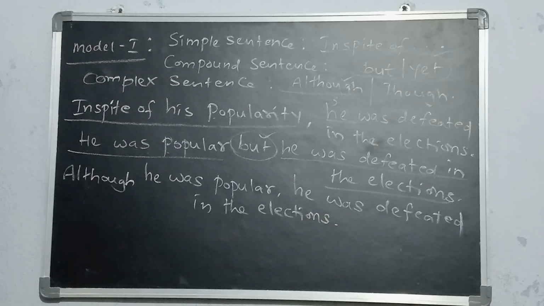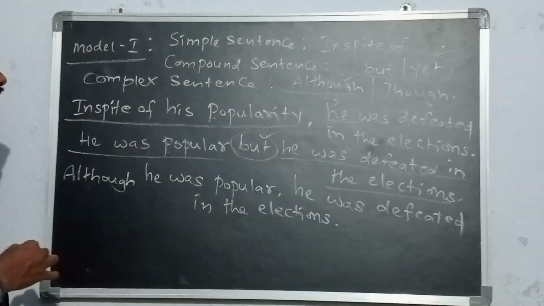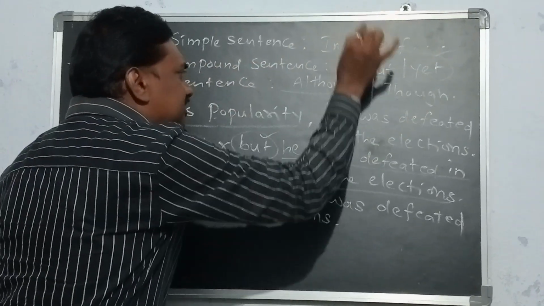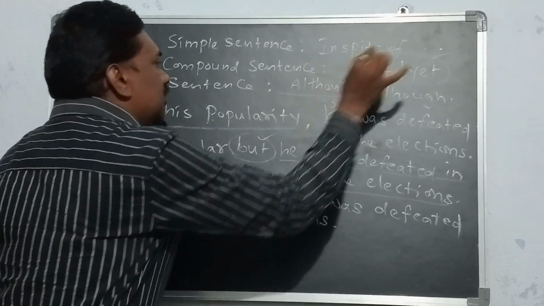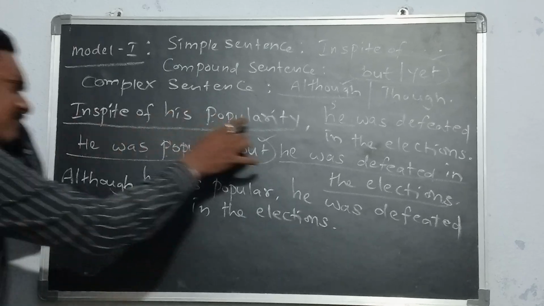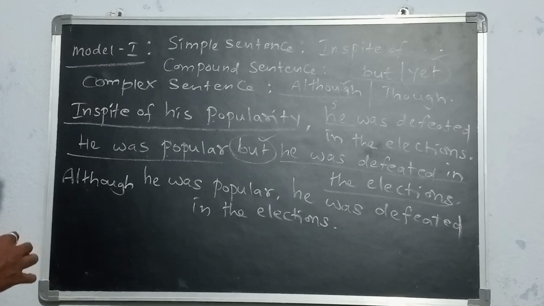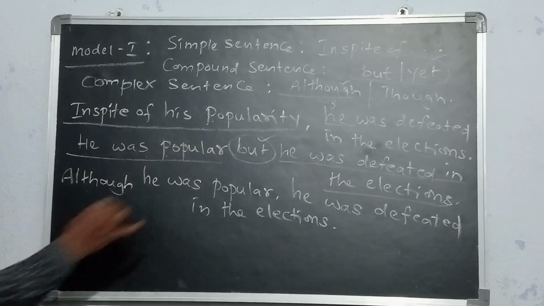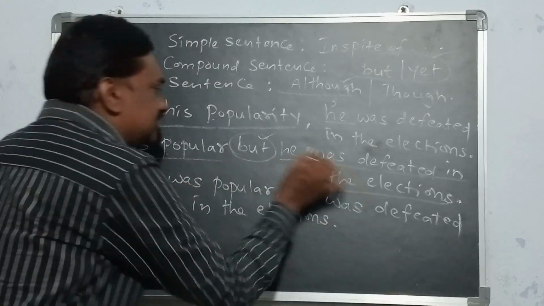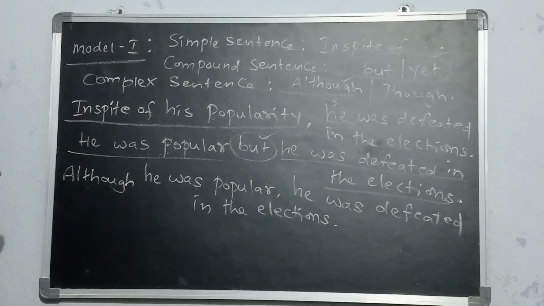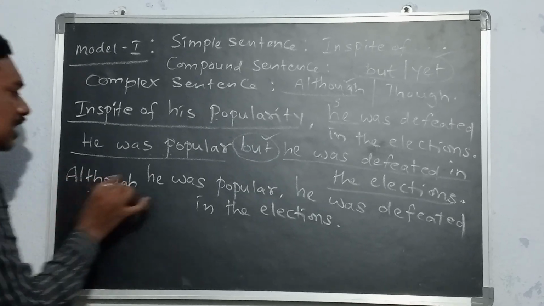Okay, this is model 1. In model 1, the simple sentence phrase is in spite of. In compound sentence, coordinative conjunctions are but or yet. In complex sentence, subordinative conjunctions although or though. So, in spite of his popularity, he was defeated in the elections. This is simple sentence. He was popular, but he was defeated in the elections. Compound sentence. Okay, two main clauses are combined with the coordinative conjunction but. Next, in complex sentence, the subordinate clause is although he was popular.